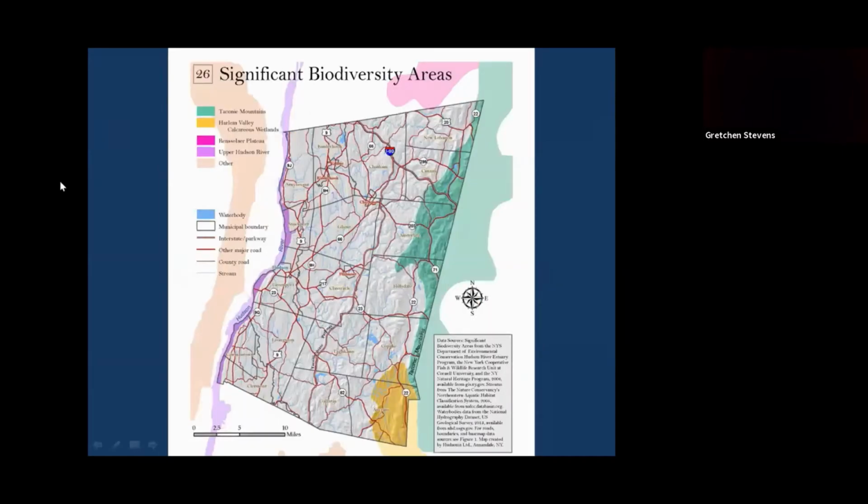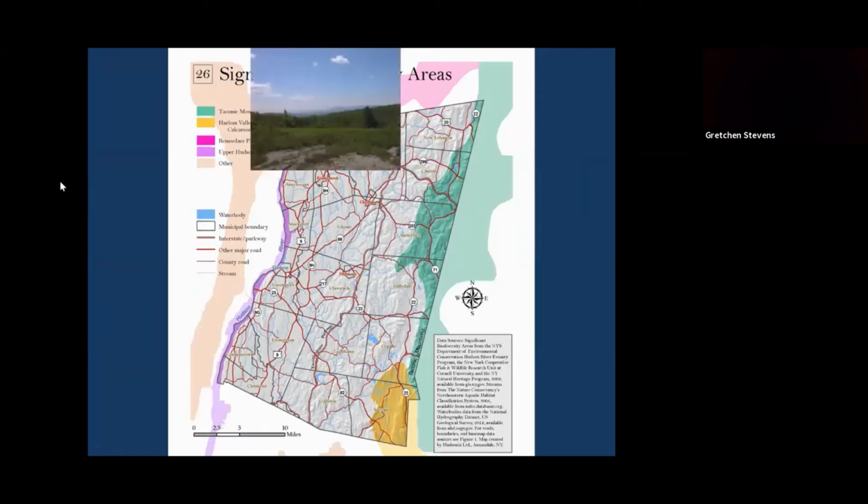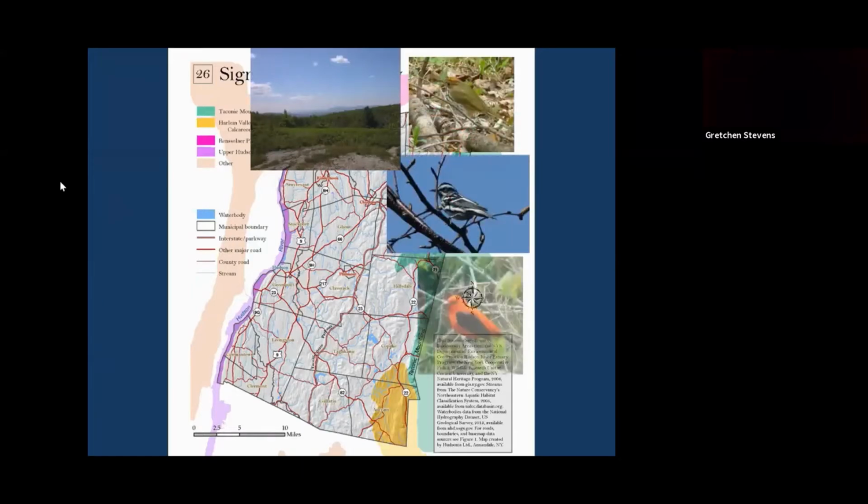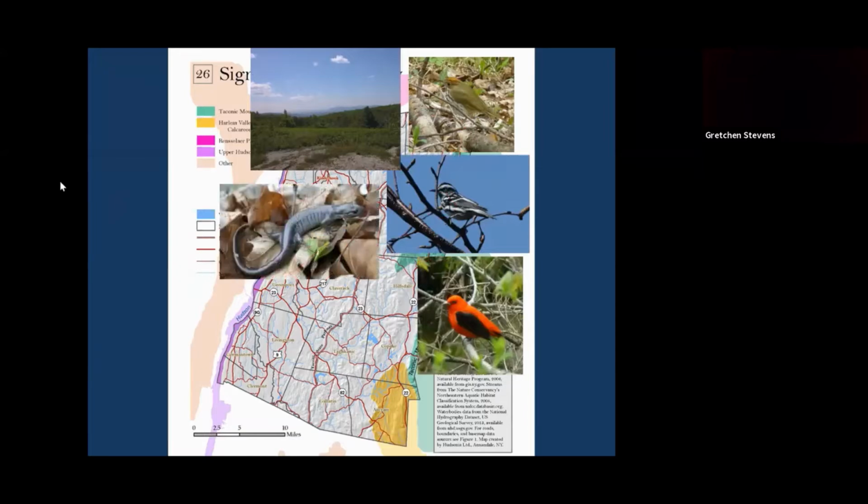The DEC has identified 23 significant biodiversity areas in the Hudson Valley, and 3 of them occur partially in Columbia County. These are the big colored blobs on this map: the upper Hudson River in purple, the Taconic Mountains in green, and the Harlem Valley calcareous wetlands in orange. These areas were designated because of the known concentrations of rare plants and animals, and high quality, and in some cases, rare ecological communities, and their support of the water and biological resources of other parts of the landscape.